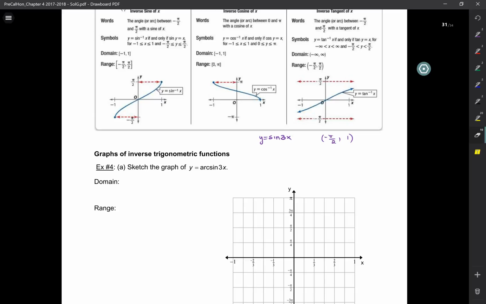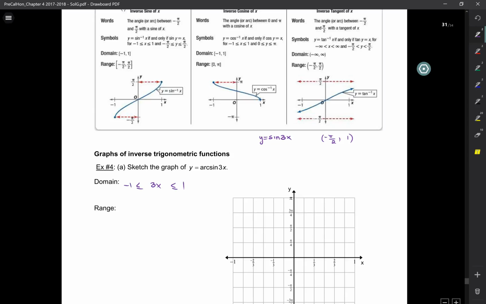Okay, so for the arc sine, the domain is from -1 to 1. Now remember when we were graphing sine of x, where the domain was 0 to 2 pi, we would have the inequality from 0 to 2 pi. Now we're going to have the inequality go from -1 to 1.